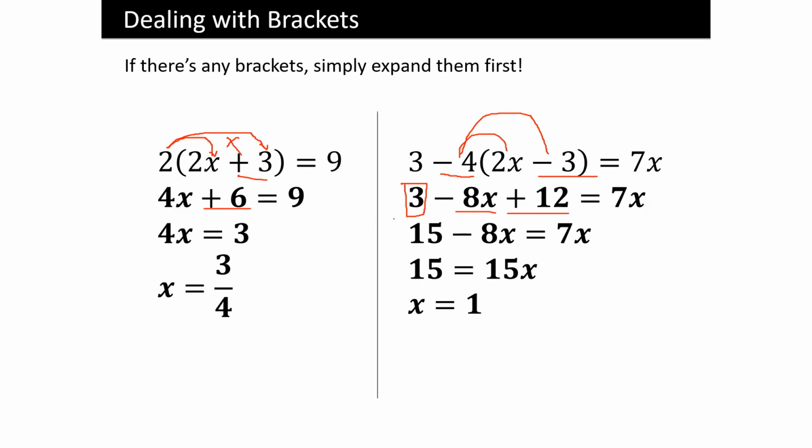Then we can go ahead and simplify what we have on this side. This 3 and 12 we can add because they are constants. So 3 plus 12 is 15. So we have 15 minus 8x is equal to 7x. The 8x here is negative, so we bring it to the other side by changing the sign to positive. So 7x plus 8x gives us 15x. So 15 is equal to 15x, so therefore x is equal to 1.